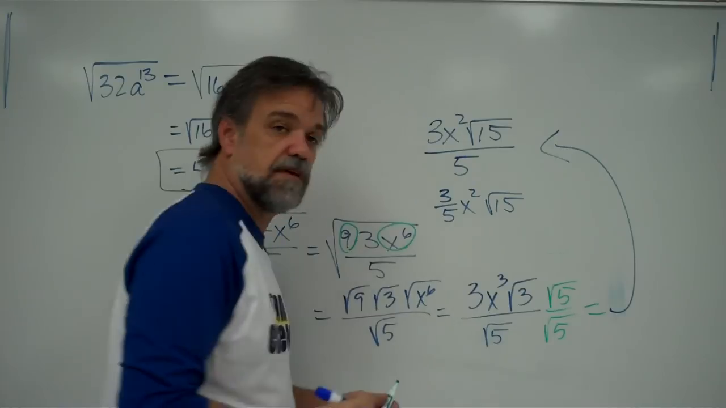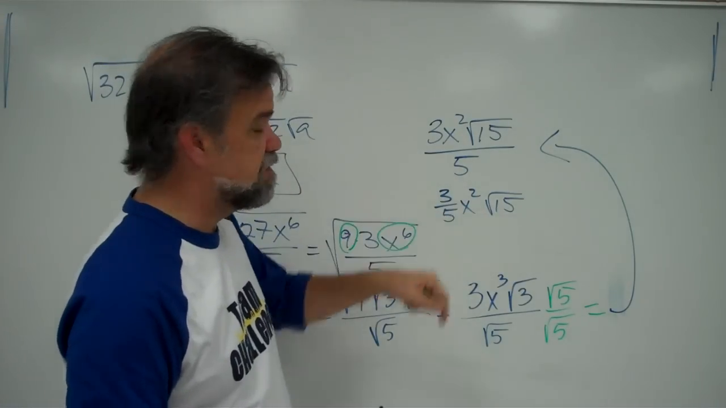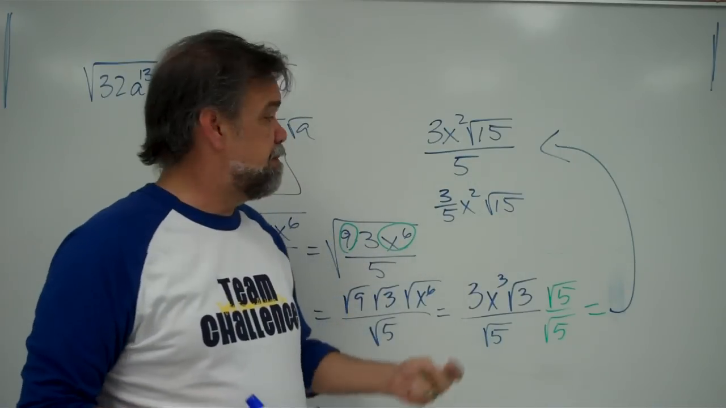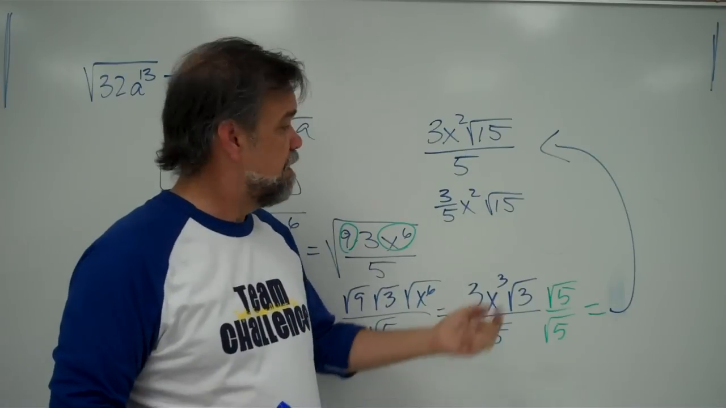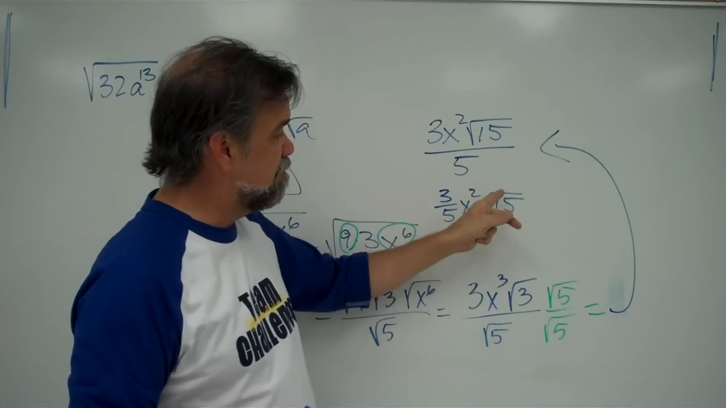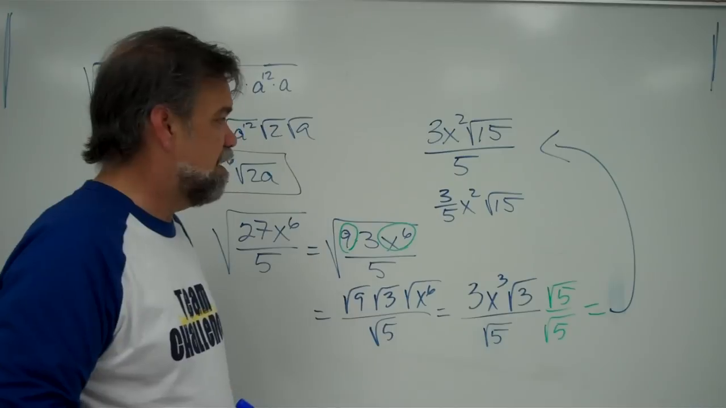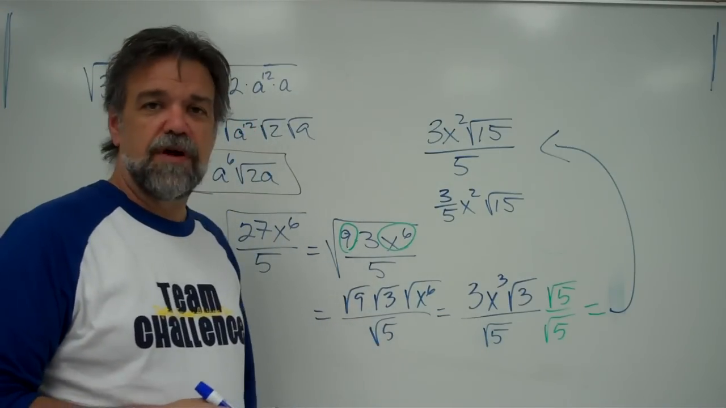You can write 0.6x cubed times the square root of 15. That's all fine. You can write 0.6 times the square root of 15 times x cubed. You can change the order if you want to, put the variable at the end. Some people prefer putting the variable at the end. Some people prefer putting the radical at the end, so that way you're not confused about what's the radicand and what's the coefficient outside. There's no completely right way there.